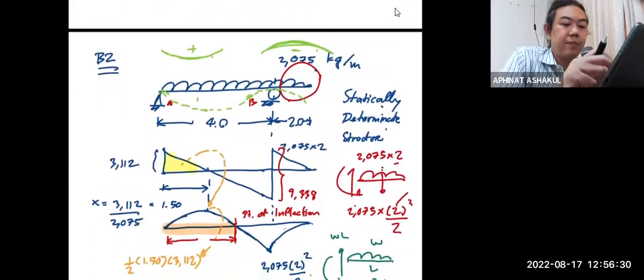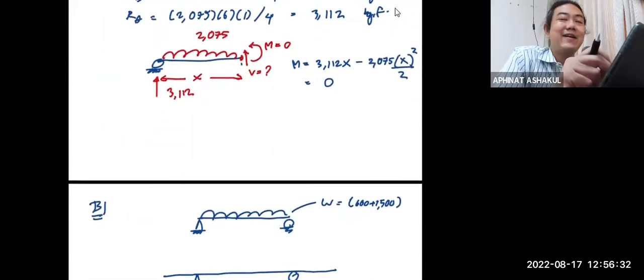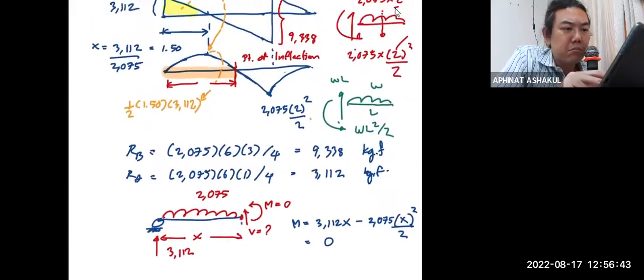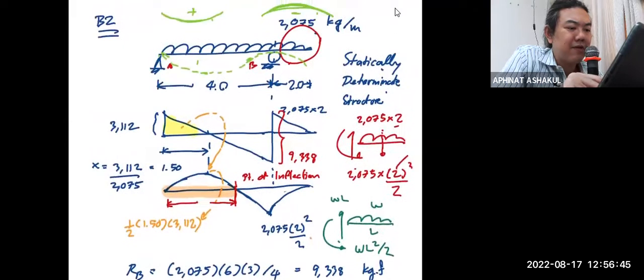So be careful here. If you're going to get it wrong, you're going to get it wrong here. The tributary width, you've seen it before. Then plus the weight of the beam, which is how much? 500, right? Thank you.